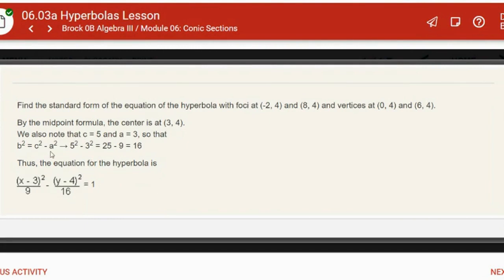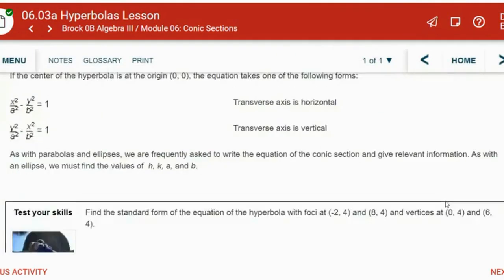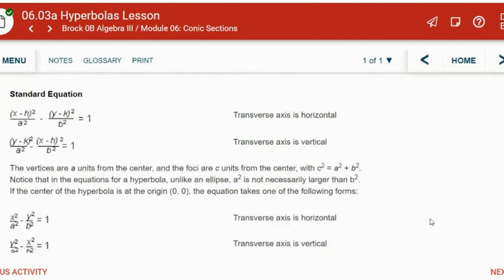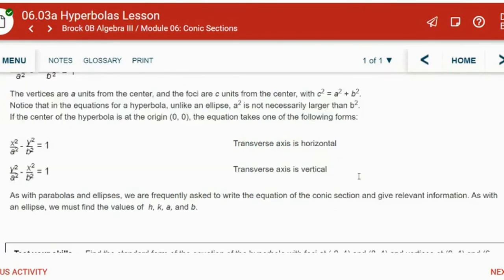They did c squared minus a squared to come up with the 16. Again, you've got to have a positive value for that. So we come up with the correct equation. Oh, it does have c squared equals a squared plus b squared, so it would end up c squared minus a squared.